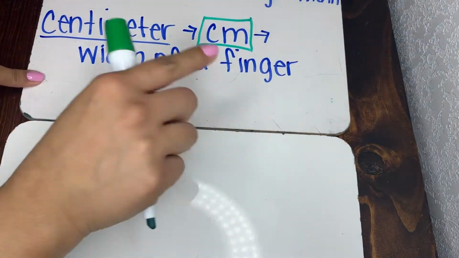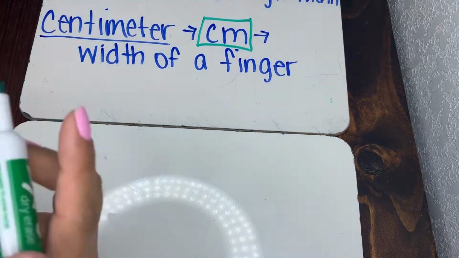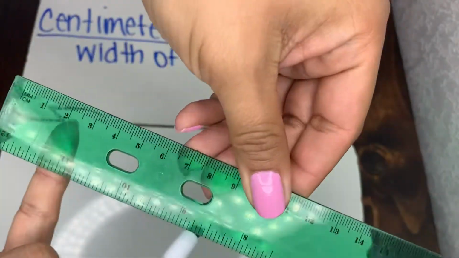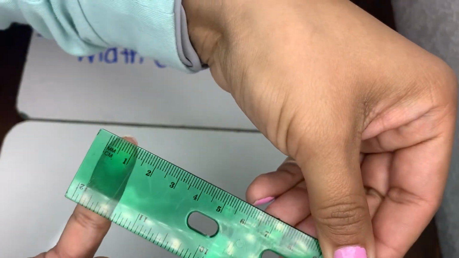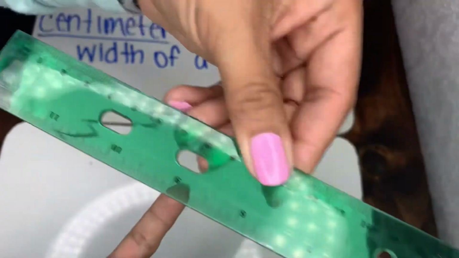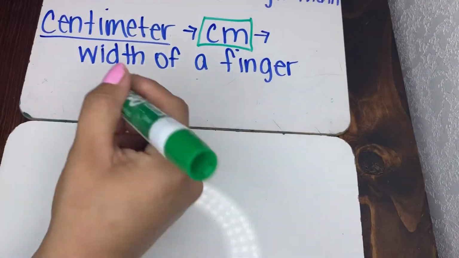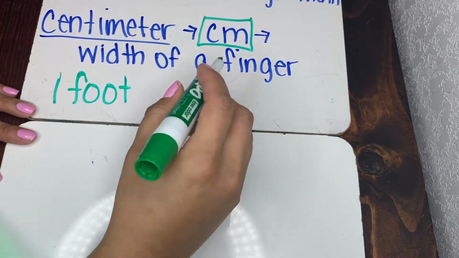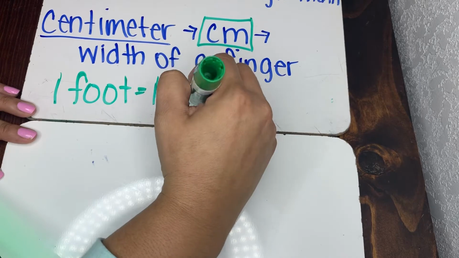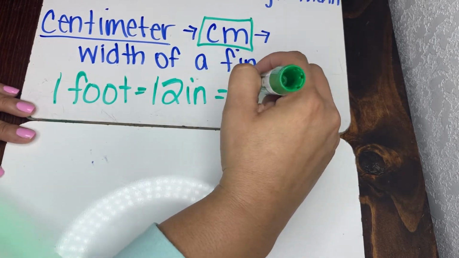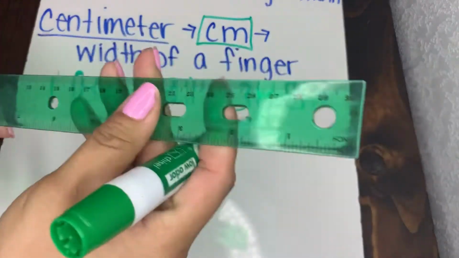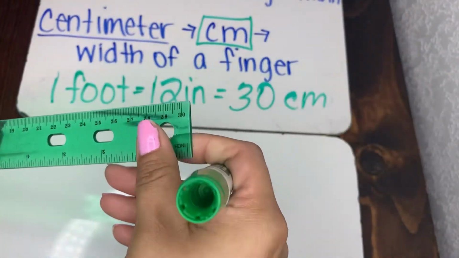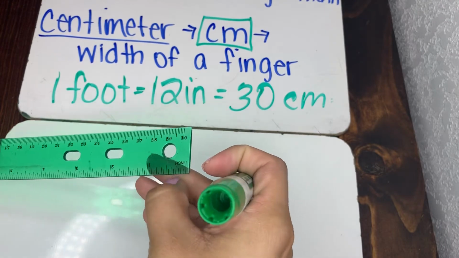It is about the width of your finger. So if I measure, say, my pinky finger, it is roughly 1 centimeter. You see that? That is what we're working on today. A ruler is 1 foot. 1 foot equals 12 inches. And it also equals about 30 centimeters. So if we're looking at our ruler from the front to the end, it's about 30.